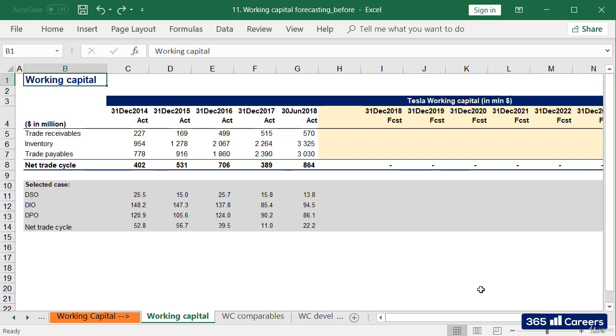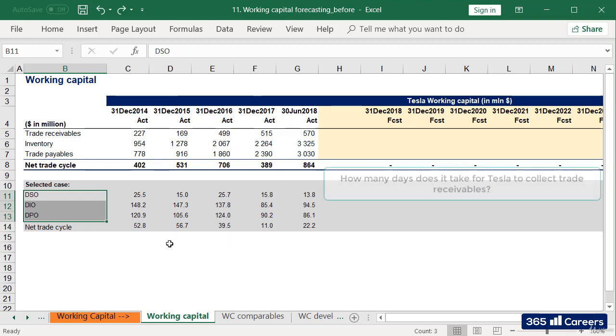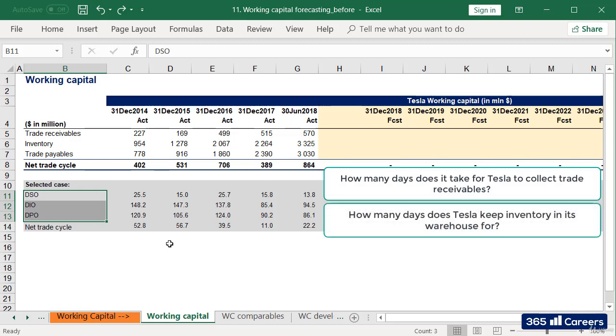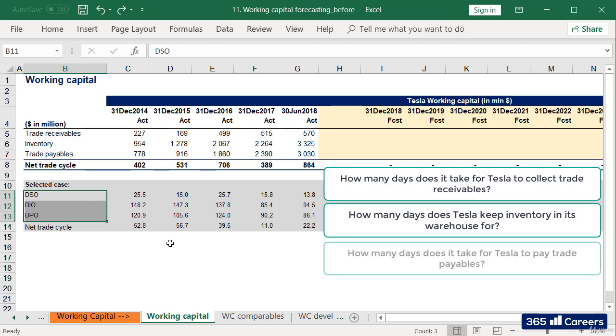Welcome back. In this video, we will model Tesla's working capital components: trade receivable, inventory, and trade payable. We'll do that using the days technique, a standard method applied by bankers and finance professionals performing corporate valuation. Our goal is to understand in how many days, on average, Tesla collects trade receivables, keeps inventory in its warehouse, and pays trade payables to suppliers.